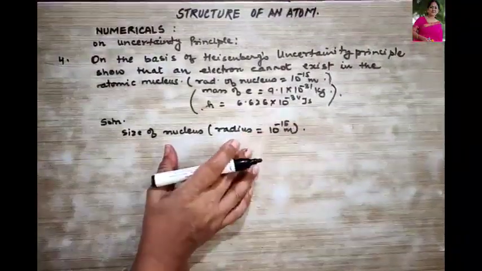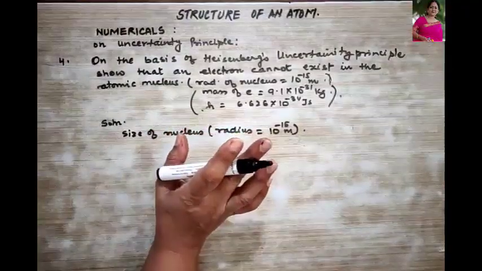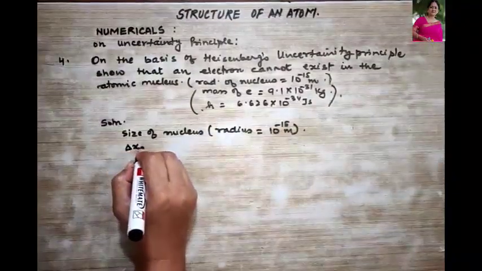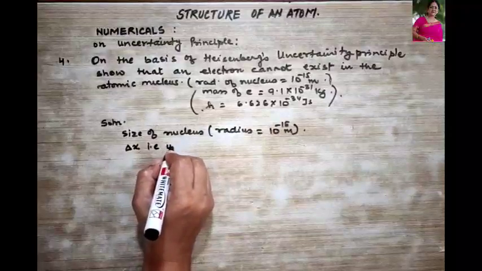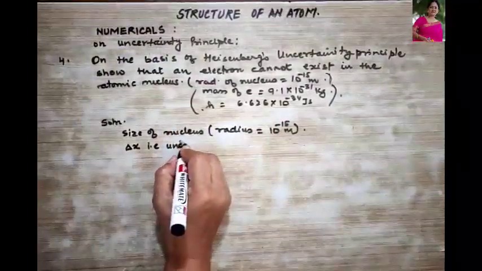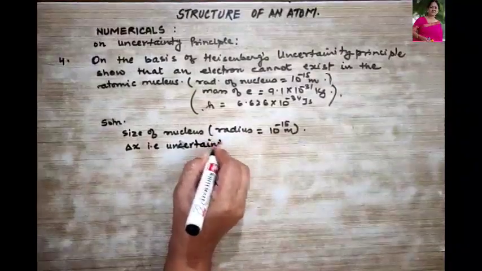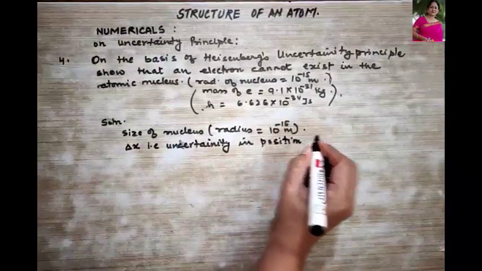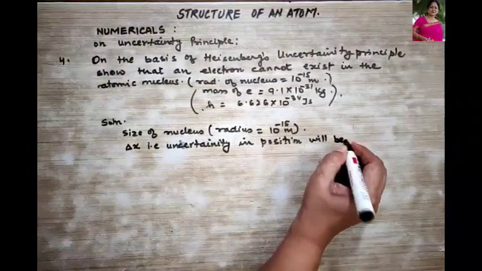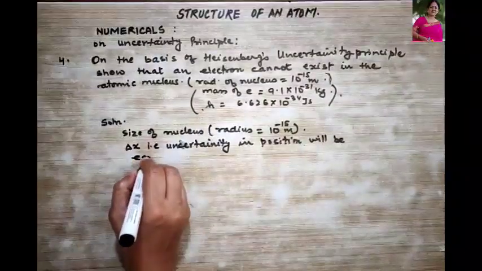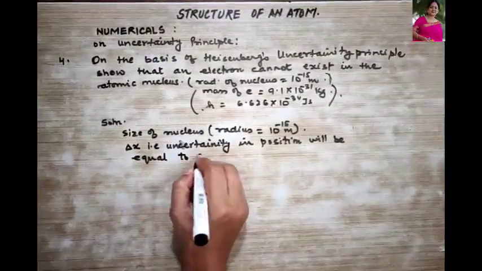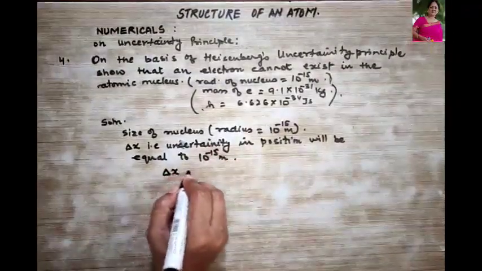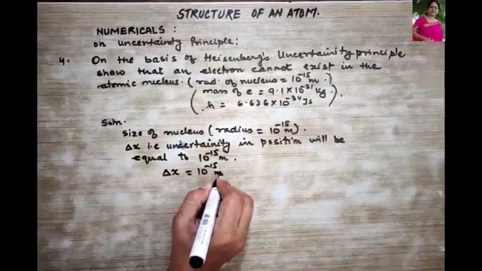So let us suppose over here that the electron exists in the nucleus. Then delta x, what is delta x? That is uncertainty in position will be equal to how much? Will be equal to 10 to the minus 15. Fine. Therefore, I can also say that delta x is equal to 10 to the minus 15 meters.